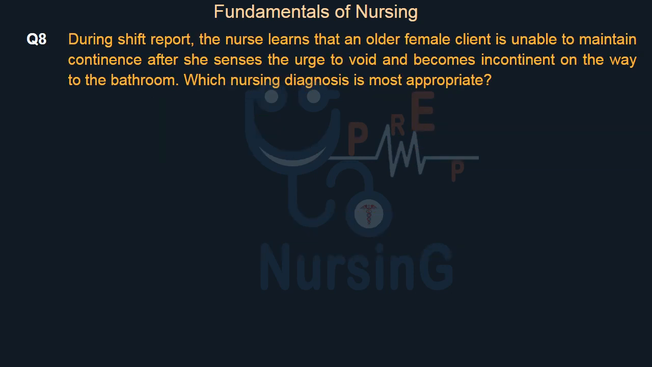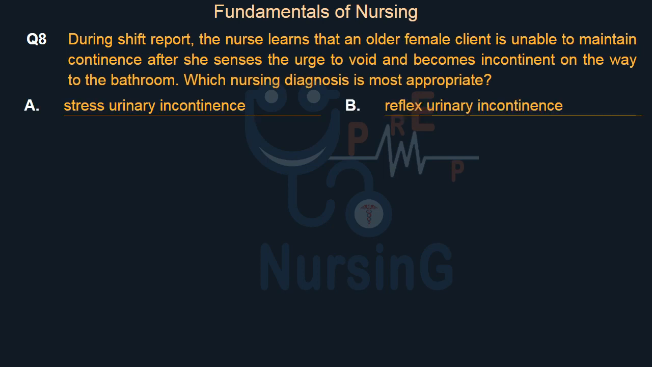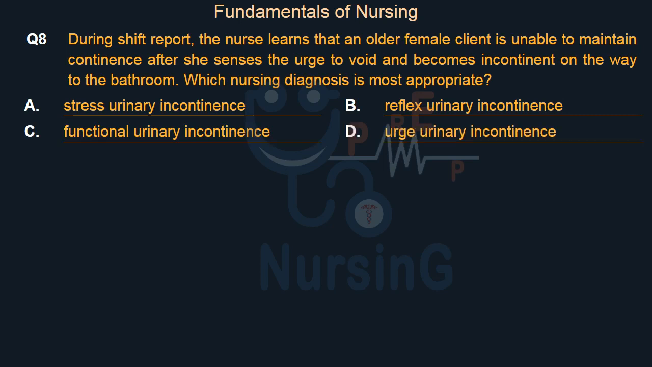Question 4. During shift report, the nurse learns that an older female client is unable to maintain continence after she senses the urge to void and becomes incontinent on the way to the bathroom. Which nursing diagnosis is most appropriate? Option A. Stress urinary incontinence. Option B. Reflex urinary incontinence. Option C. Functional urinary incontinence. Option D. Urge urinary incontinence.